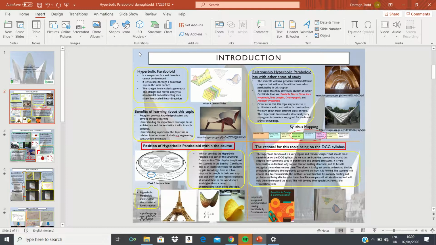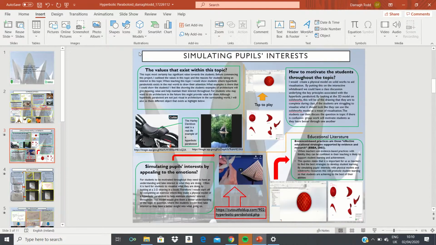So, as I said, it's good for other teachers, so it applies to all the sections. For example, there is the introduction, so it'll give them a brief introduction. Remember what a hyperbolic paraboloid is, the rationale and why we do this topic, and then where it is situated in the course.